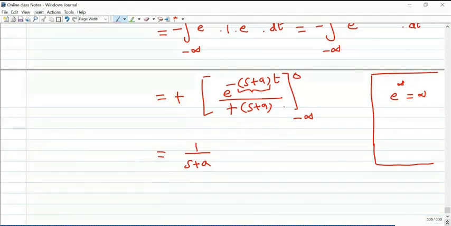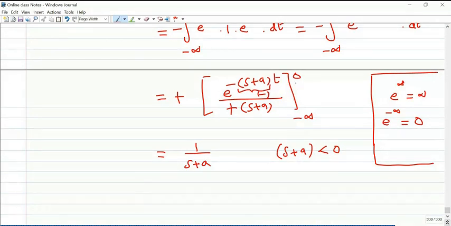So suppose you are assuming s plus a is less than 0. s plus a is less than 0, meaning this is also a negative value, correct? So minus into minus plus t, e power plus t. Now you are replacing t by minus infinite. You will get e power minus infinite. So e power minus infinite equal to 0, 0 by anything is 0.